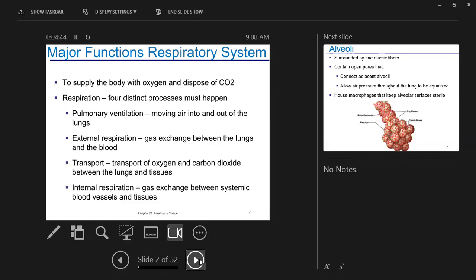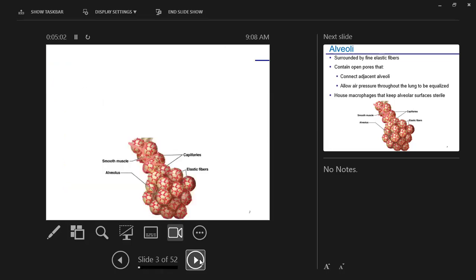So you have pulmonary ventilation, breathing in and out; external respiration, exchange between the lungs and the capillaries; transport, moving all the blood around; and then the internal respiration, the actual exchange at the target cells, which are all the cells except cartilage.